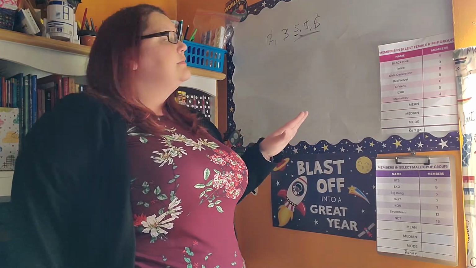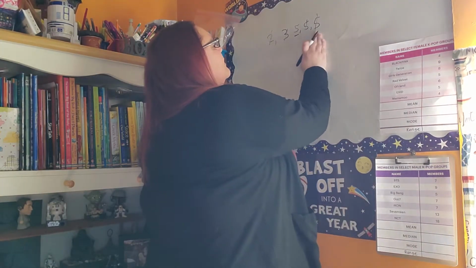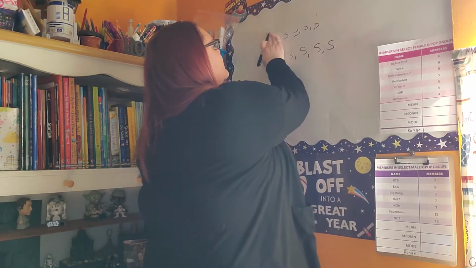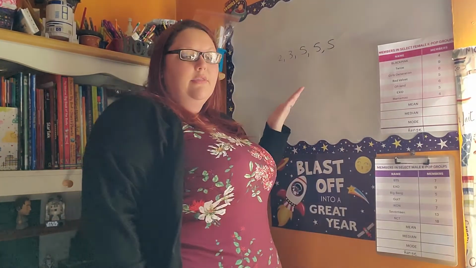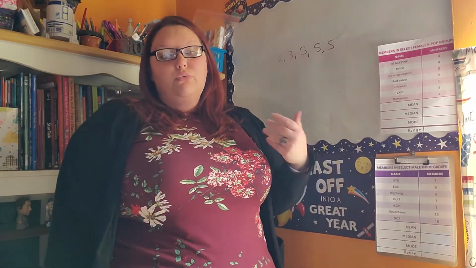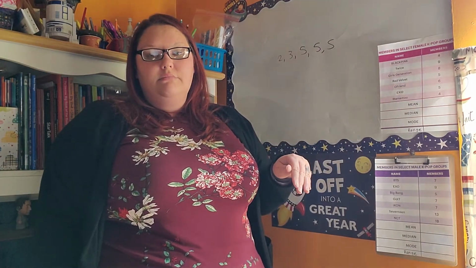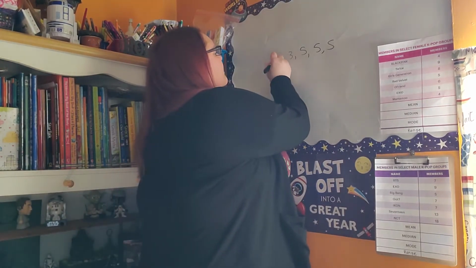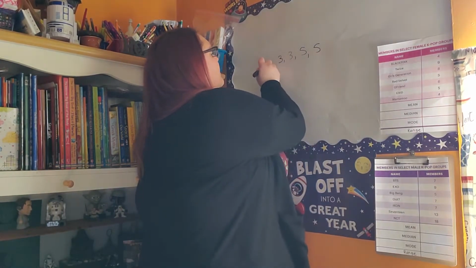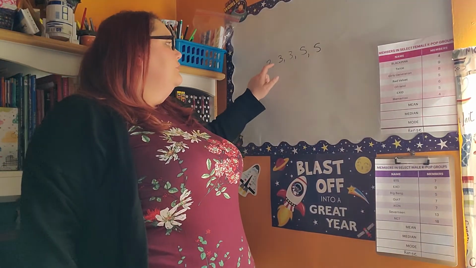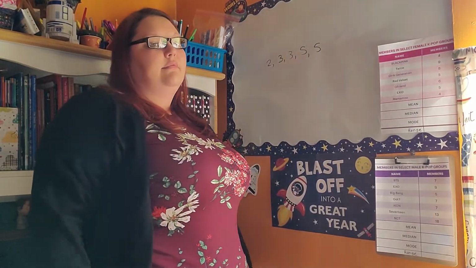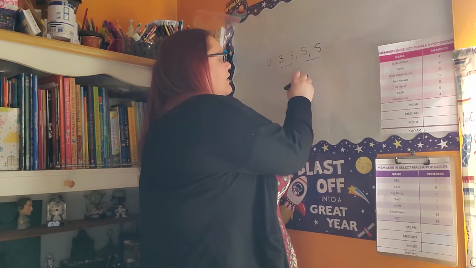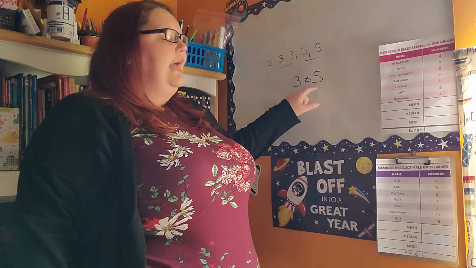Now sometimes, as we were talking about the modes, sometimes we'll have more than one, or we won't have any at all, right? So what if we had this data? 2, 3, 3, 5, and 5. We have 2 3s and 2 5s. So our answer would be 3 and 5.